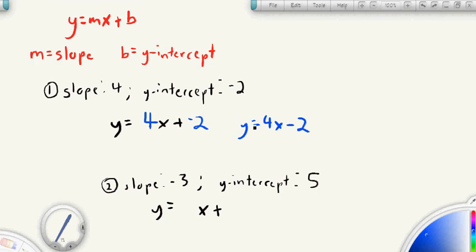Same exact thing. Here, this is where the slope goes because that's the m. Our slope is negative 3, so we just put a negative 3 right there by our x, plus our y-intercept this time is positive 5, so we just have a plus 5, and that's it. There's nothing more simple that we could do. Our answer is y equals negative 3x plus 5, and that's it.